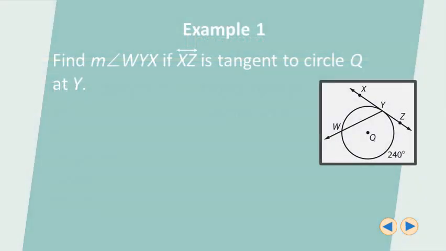So here's our first example. Find the measure of angle WYX if line XZ is a tangent to circle Q at point Y. So we know that you've got a major arc YW that is 240 degrees. So what's the measure of arc WY as opposed to YW? Well, to find a minor arc, we subtract the major arc from 360. That gives us 120. So that should easily allow us to find the measure of WYX.